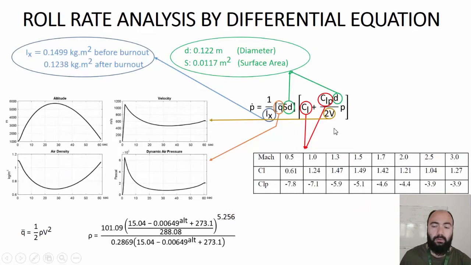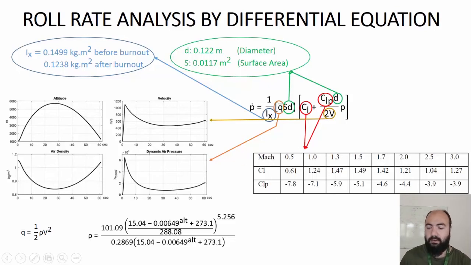So what are the unknowns? Okay, the inertia of the rocket we have, and the diameter and the surface area. So here is the dynamic air pressure. In order to calculate dynamic air pressure, you need altitude and the velocity information, which we get from the GPS receiver. And the CL and CLP, they are the dimensionless aerodynamic coefficients, and these values change according to the Mach of the rocket.